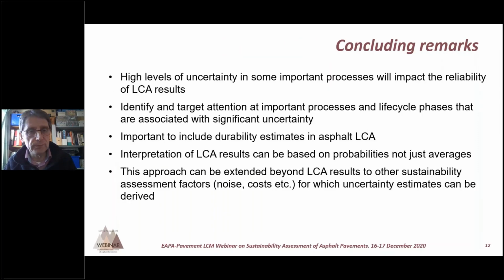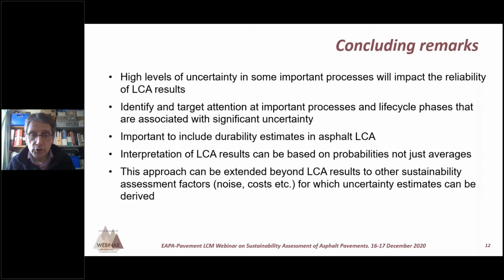So some conclusions. Some of the processes which are important to the LCA results are associated with high levels of uncertainty. So it's very important to include uncertainty in your interpretation of LCA results. By going through that sensitivity analysis, you can identify which processes are associated with most uncertainty. And if they're very important to your final results, they're the processes, or in fact, the phases of the LCA analysis where you should be targeting attention to improve data quality.